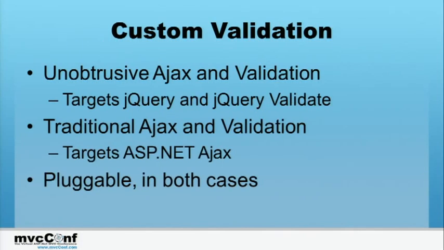The second demo is a custom validation demo. And in MVC3, we shipped some new validation stuff called unobtrusive validation. We also shipped unobtrusive AJAX support. And in MVC3, the unobtrusive AJAX and validation stories target jQuery. So we've been shipping jQuery with MVC since MVC 1.0, but all of our validation and AJAX stories up until MVC3 have been still targeting the ASP.NET AJAX library.